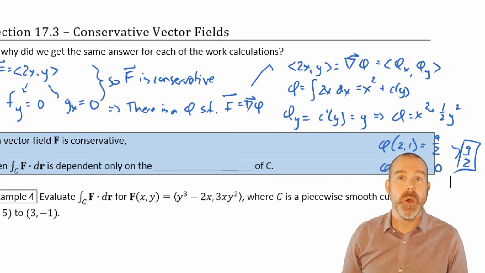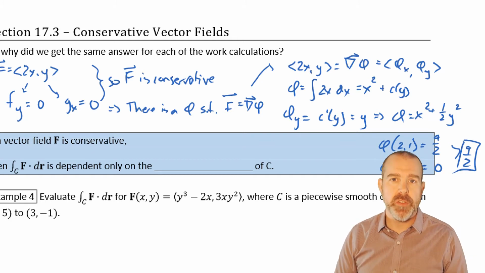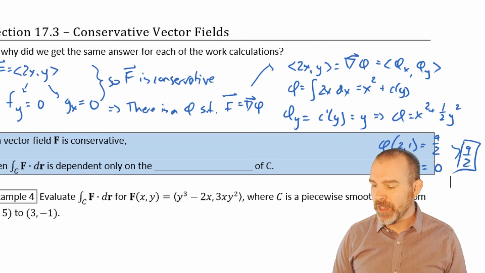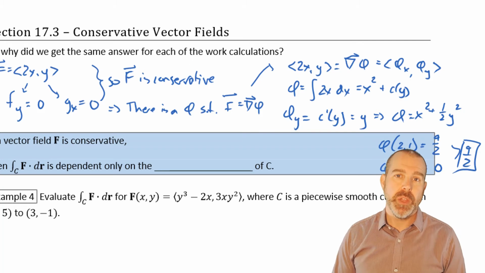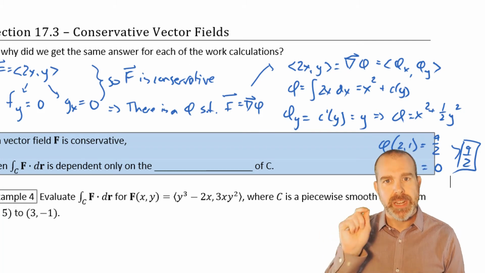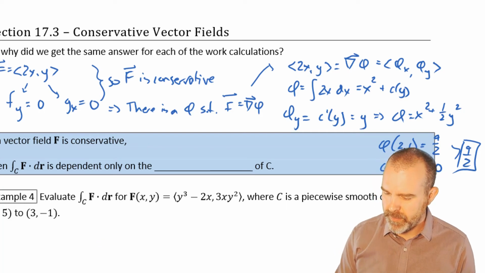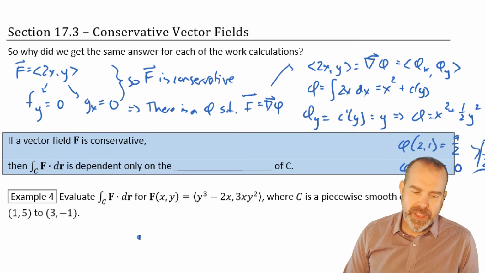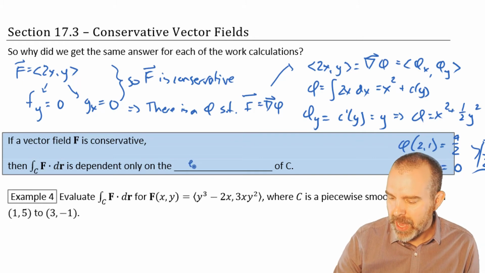That was the 9/2. So it doesn't matter what path it traveled on, because the field was conservative, because there's some potential function where the field was the gradient of that potential function. It didn't matter what path we went on, we were always going to get the same answer. The only thing that mattered was the value of the potential function at 2, 1 and the value of the potential function at the origin. So here's another note here. If a vector field f is conservative, then this line integral is dependent only on the endpoints of the path.